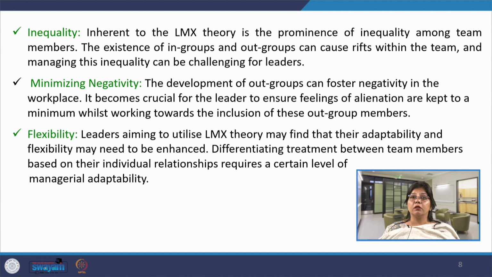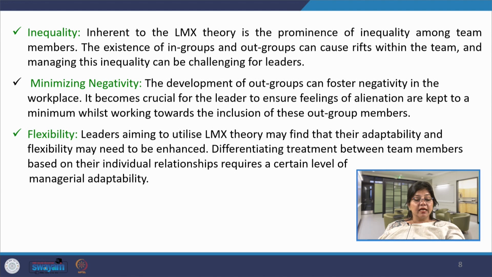It becomes crucial for the leader to ensure feelings of alienation are kept to the minimum while working towards the inclusion of these out-group members. Definitely, out-group members find difficulty to understand why the leader has maintained a stronger relationship with the in-group members in comparison to the out-group members, and while out-group members will experience feelings of alienation, at the same time the leader also finds difficulty to keep this sense of alienation among out-group members at bay or to the minimum.